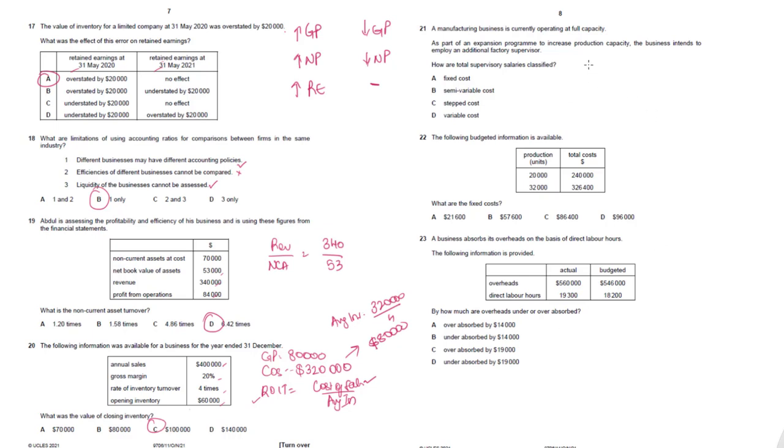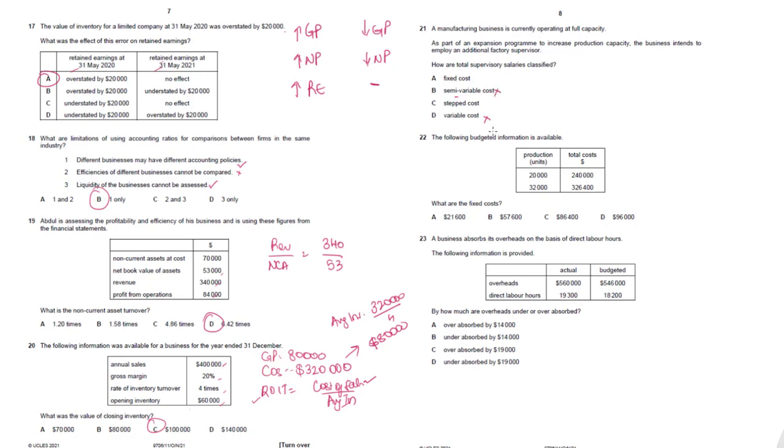A manufacturing business is currently operating at full capacity. As a part of an expansion program to increase production capacity, the business intends to employ an additional factory supervisor. How are the total supervisory salaries classified? Fixed cost, semi-variable cost, stepped cost, or variable cost? Definitely not variable cost. A supervisor's cost is not based on per unit being produced, and definitely not semi-variable cost.